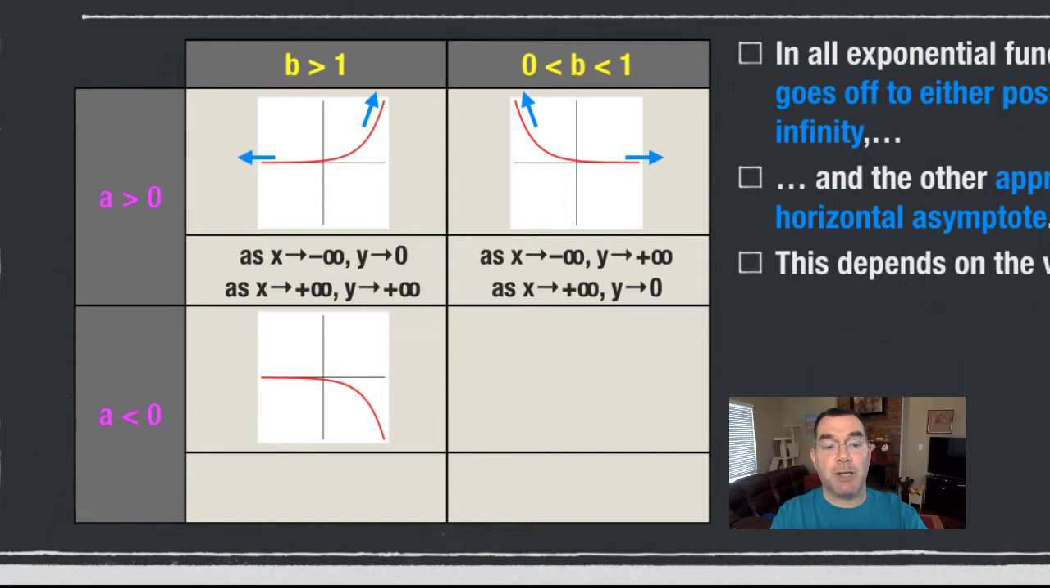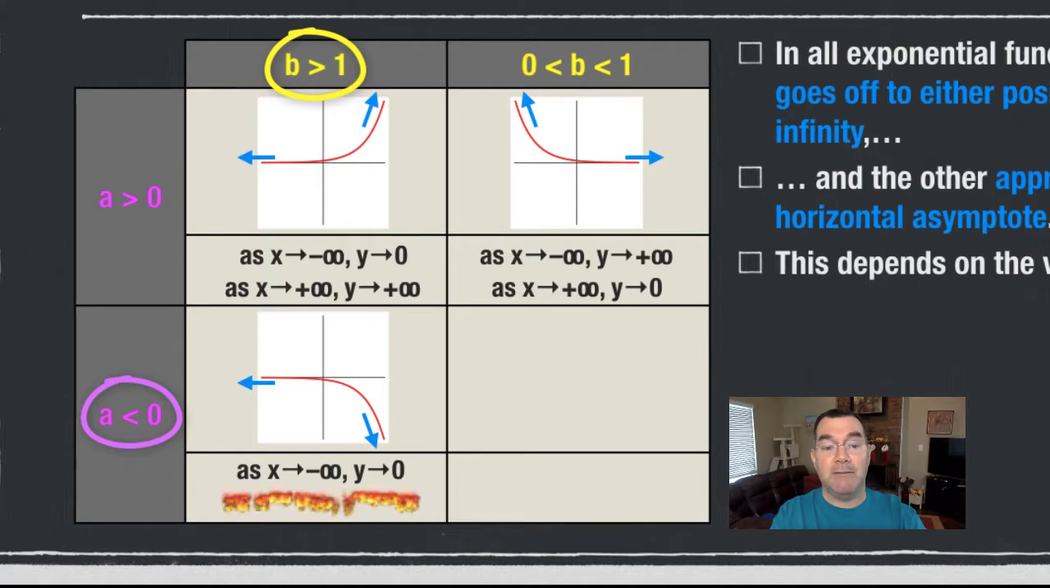All right, here's the third possibility. Now I'm dealing with negative values of a, but still b values that are greater than 1. And so you'll see now this is a mirror image of the very first graph, but it's reflected in the x-axis. So again, as I go to the very, very left, the y values are still approaching that horizontal asymptote of 0. And as I go off to the very, very right, this time the graph is going down and down and down and down and approaching negative infinity. So that's the end behavior for that graph.